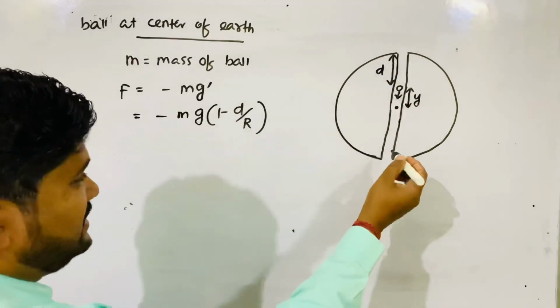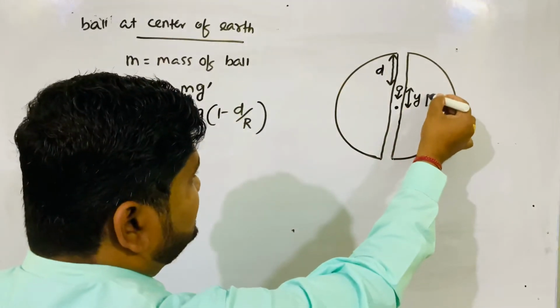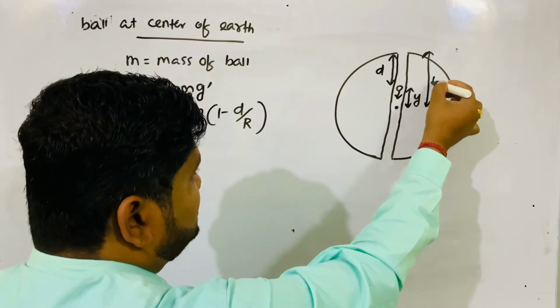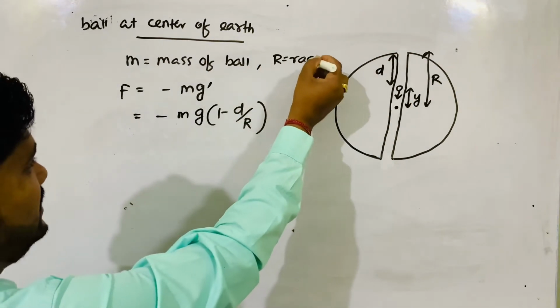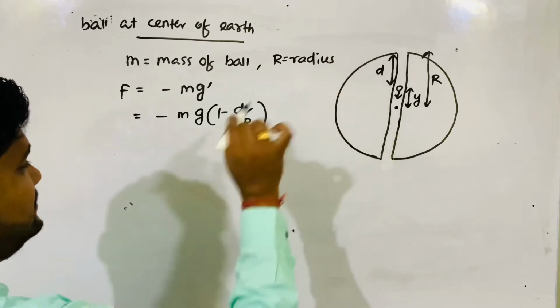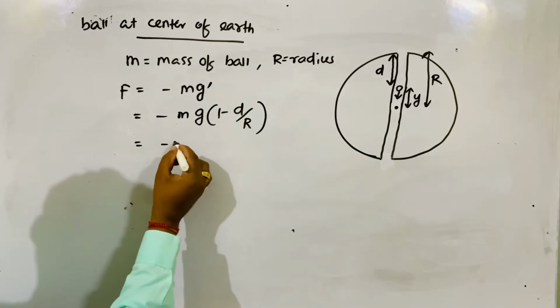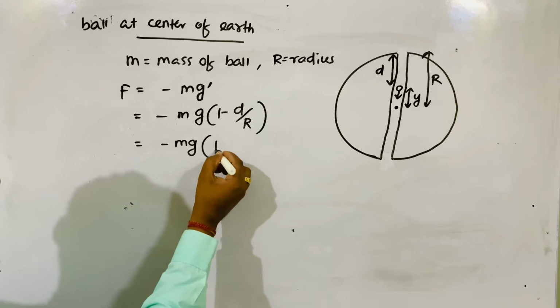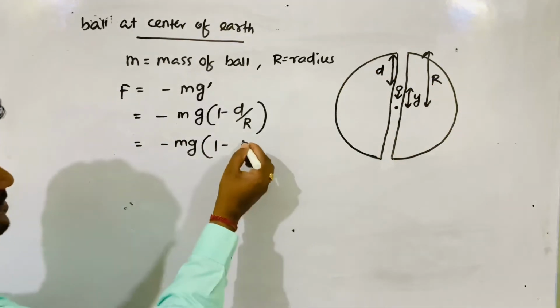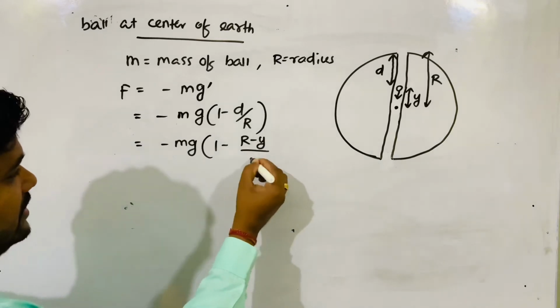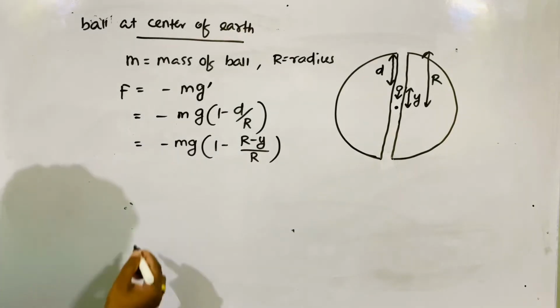If this is the d, the radius of earth is R. This is the radius of earth. Let's take R equal to the radius of earth. So now minus mg into (1 minus d by R). What is d? Is it R minus y? You see, this is R minus y.